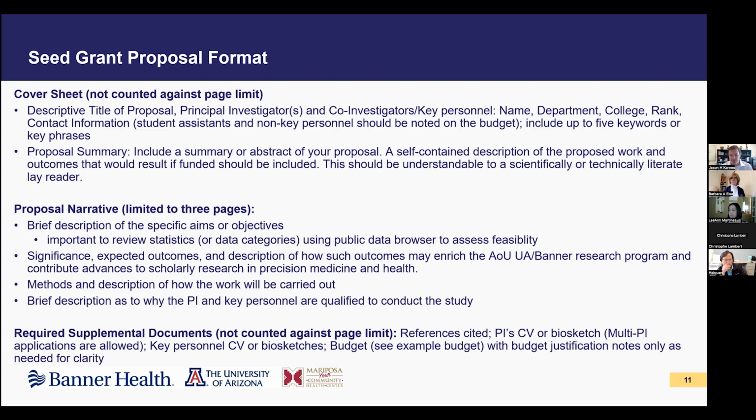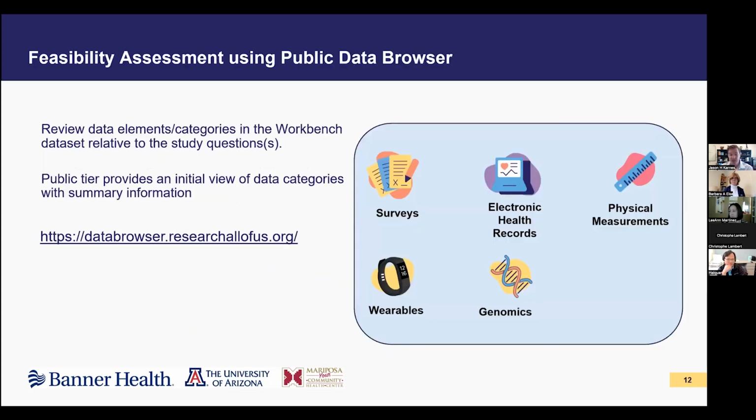There's also a number of supplemental documents, including CVs or bio sketches, and then the budget and references cited portions. So we're trying to make this fairly easy and a fairly low amount of work in order to submit this to this RFA and turn it around by January 19th.